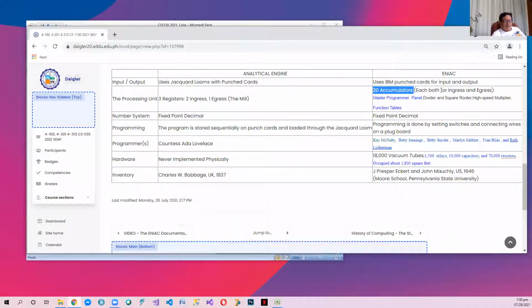Okay, I will retract everything, all assignments. So this is the important concept in ENIAC, the accumulator.